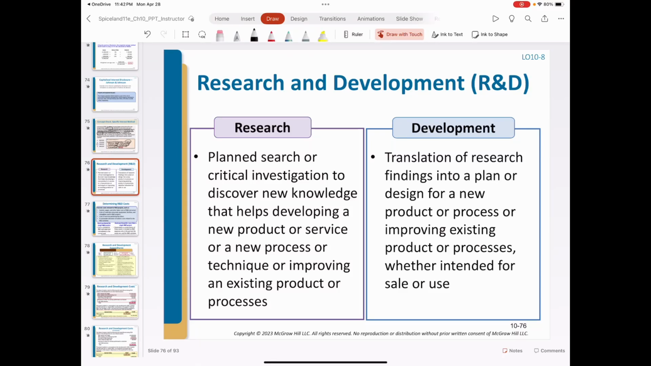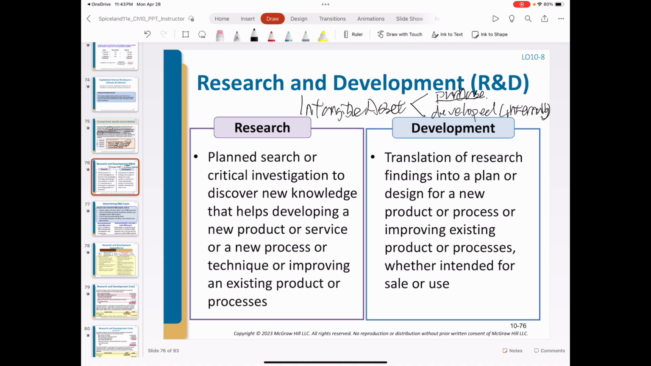Research and development expense. This topic is related to the valuation of intangible assets. Remember, intangible assets can be acquired from purchase or internally developed. For purchased assets, the value is evident, so we can use the purchase price and any other necessary expense as the book value of the intangible assets.